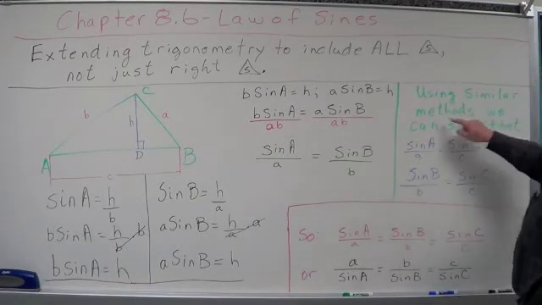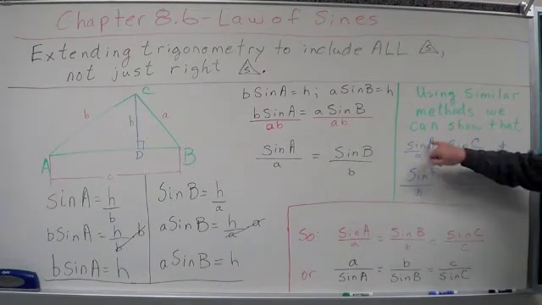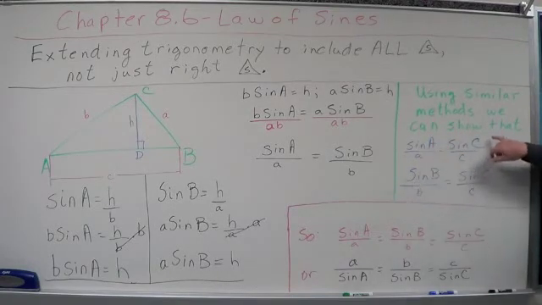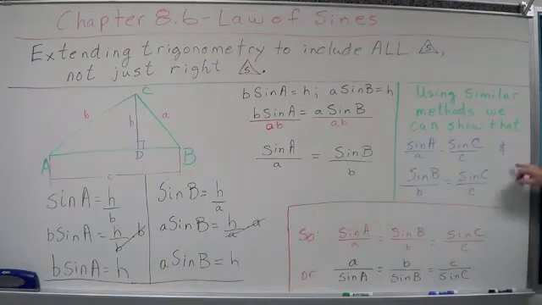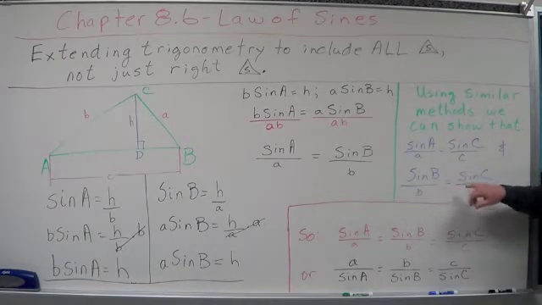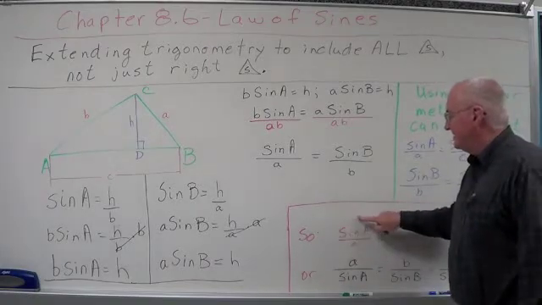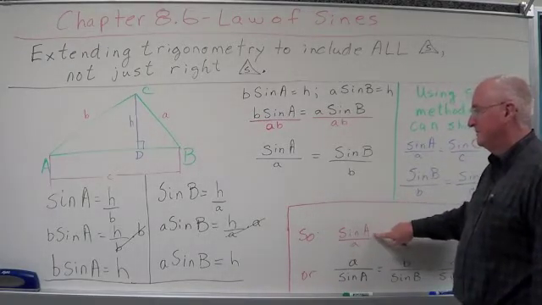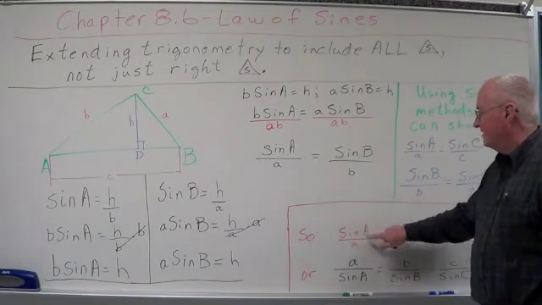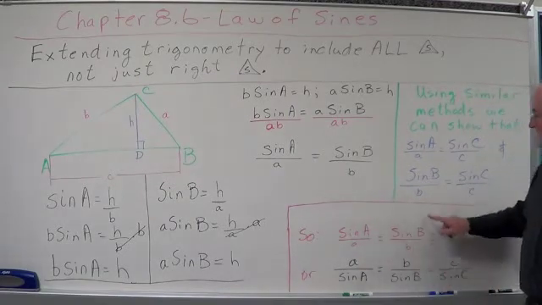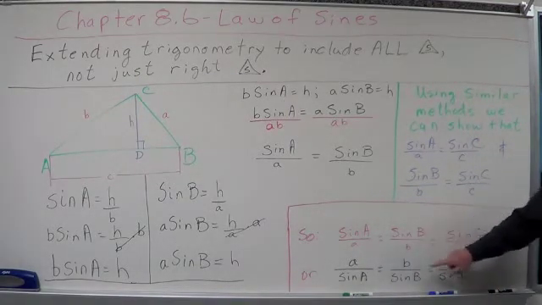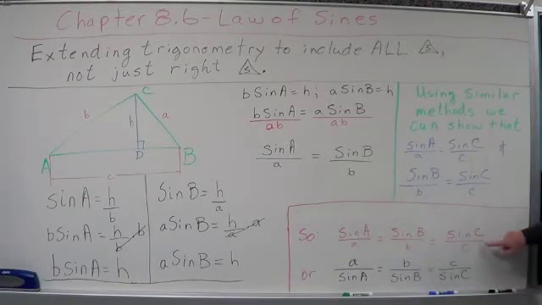Now, if we were to use similar methods, we could also show that sine of A divided by A equals the sine of C divided by C, and the sine of B divided by B equals the sine of C divided by C. We could go through that proof and show that too. So what we end up with is this: the sine of A divided by A, this is an angle, equals the sine of B, an angle, divided by B, equals the sine of C divided by C.